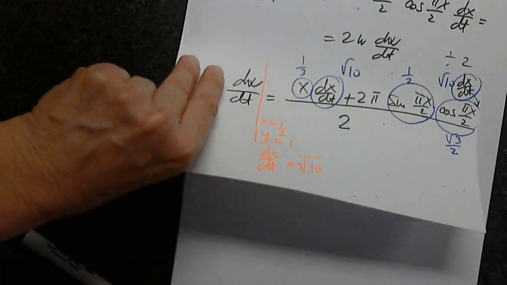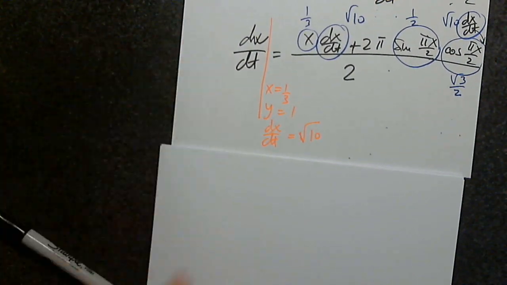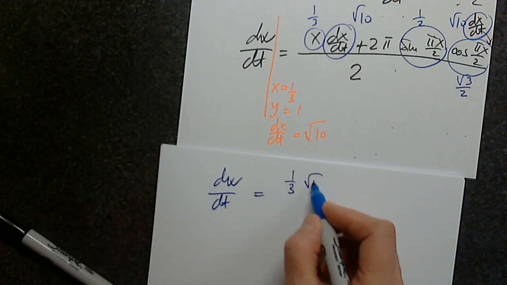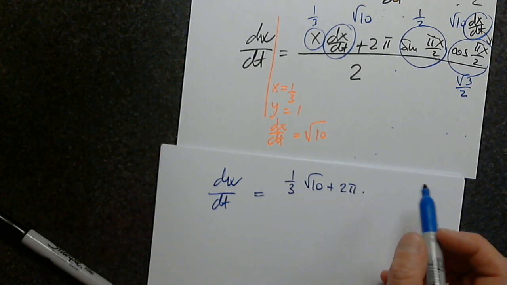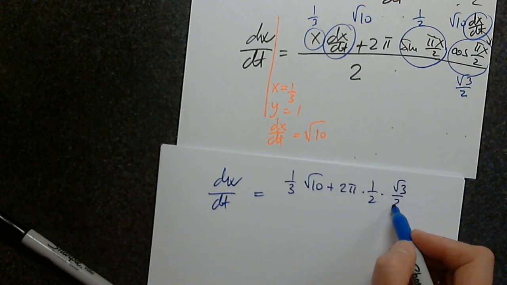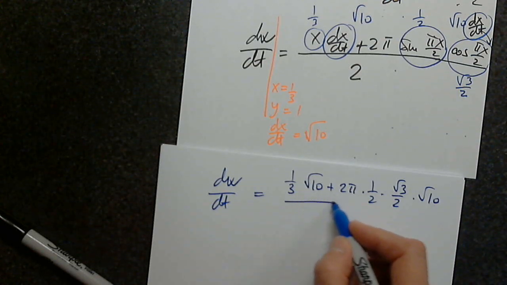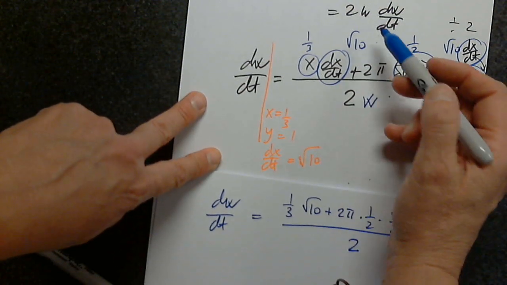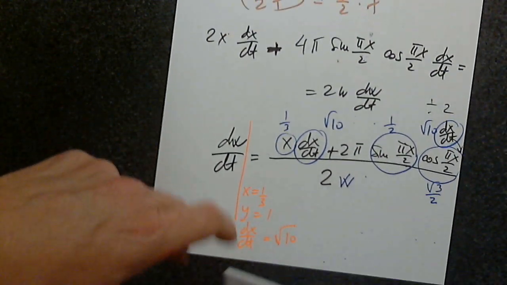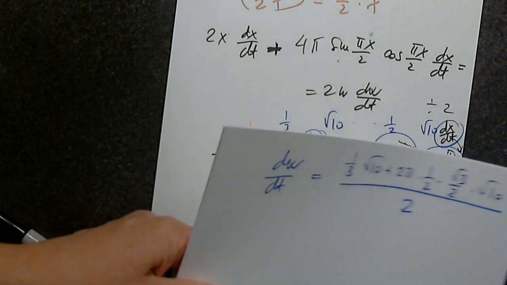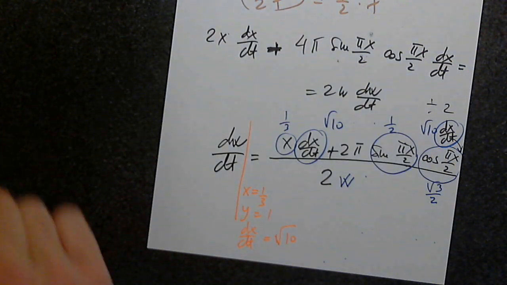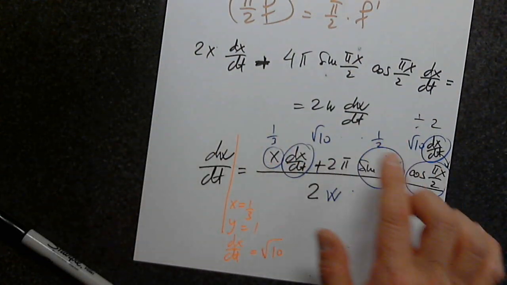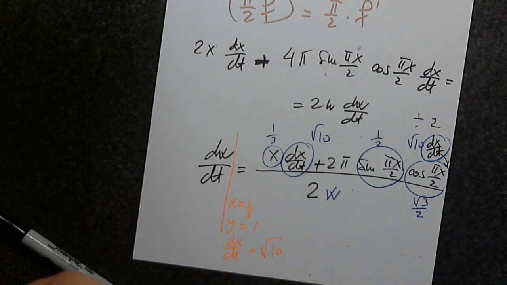Now I'm going to show it in a nicer way so it's clear. So dw over dt is 1/3 the square root of 10 plus 2 pi times 1/2 times the square root of 3 over 2 times the square root of 10 over 2. Sorry, careful. I put 2 instead of w. No, it's not 2. It's w. And no one said anything on this one. I caught my own mistake, finally. Okay, so everything was okay. I simplified by 2, but it's w here, not 2.